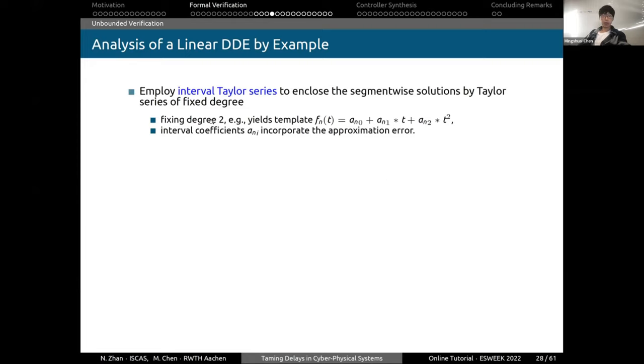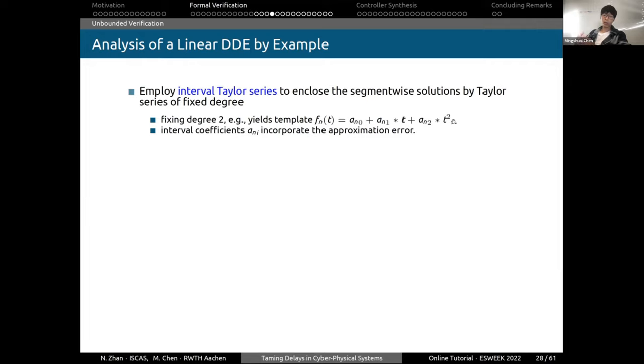We can first fix the degree 2. This is the degree of the polynomial template in this form. So we assume that fn of t is a polynomial of t, where we have some parameters an0, an1, and an2. And all those parameters are intervals. So such a polynomial template actually encodes a tube or an enclosure of infinitely many polynomials. And we use such intervals to incorporate the approximation errors, because here we do a truncation.